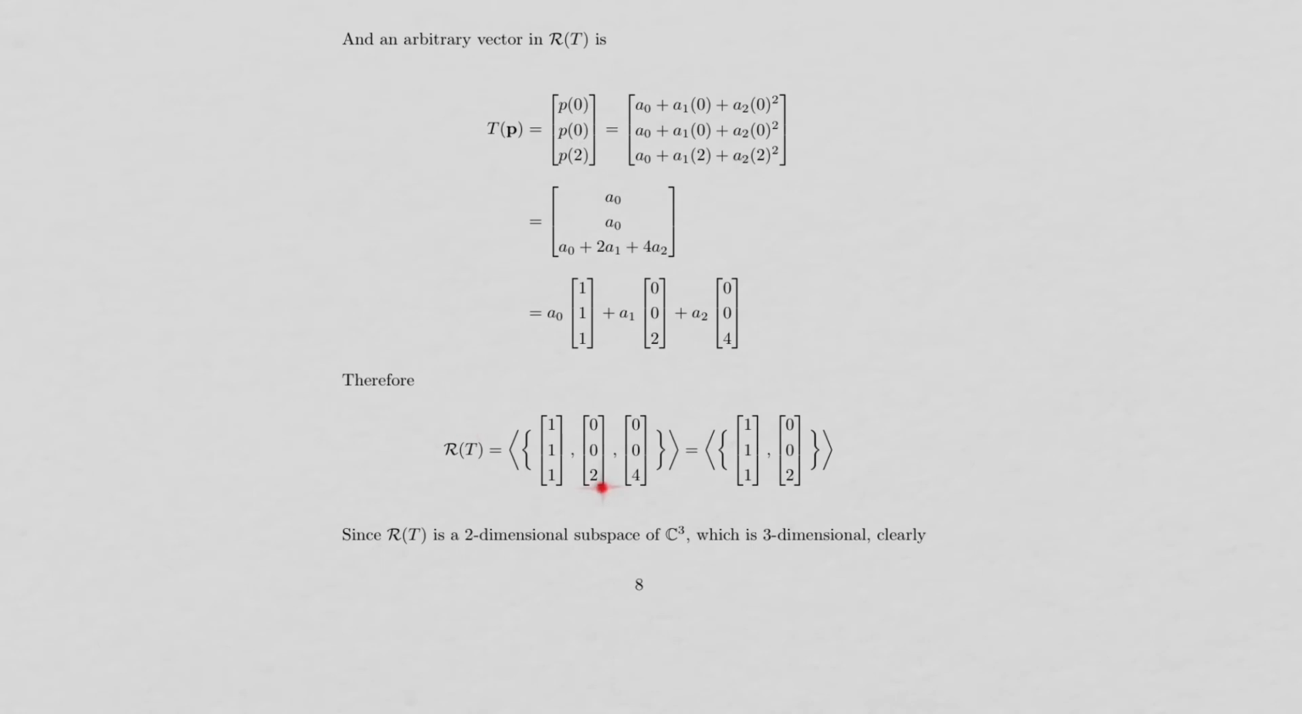And we can see the range is equal to this set. And clearly this is a 2-dimensional subspace, and it's a subspace of C3. C3 is 3-dimensional, so the range is not equal to C3. Therefore, by theorem 2.2, T is not surjective.